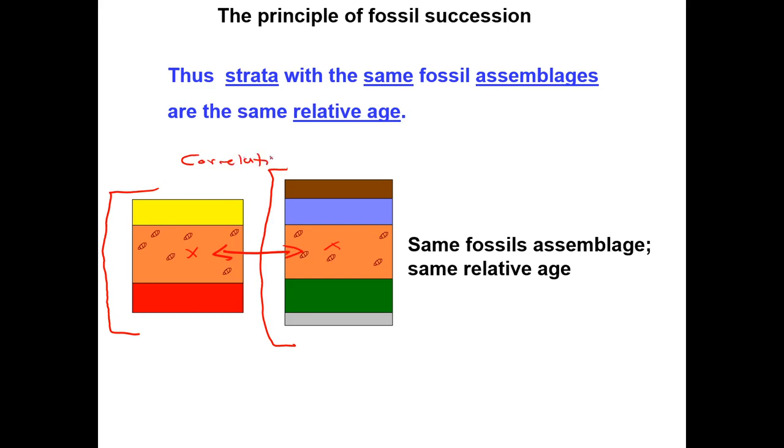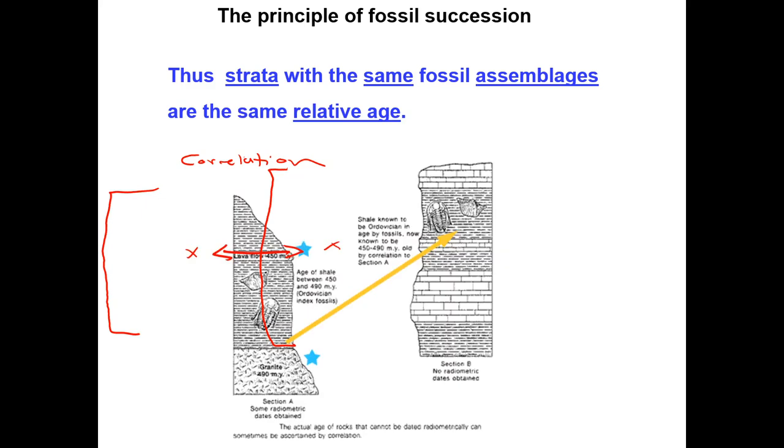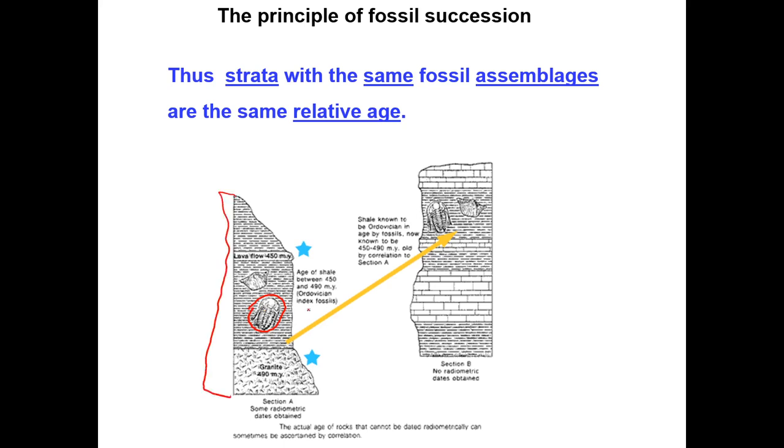Correlation is when you can correlate two different strata of rock and recognize that they are of the same age based on similar fossil assemblages, okay? So hopefully that makes sense to you. So we can look at these in two different places, two different outcrops, and we find that even though these are different kinds of rocks, they have the same fossils, okay? So we can recognize that this layer of rock is the same as this layer of rock, okay?